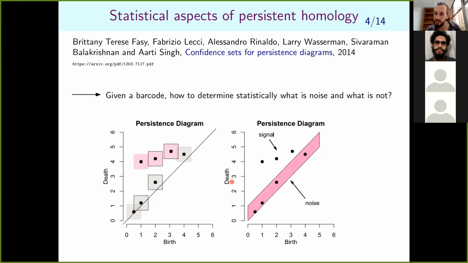And one test you can design is to estimate a band like that. And you will say that above this band, you have topological information, and under this band, you have topological noise, right? So here you would say, according to this statistical test, you have three homology features, right? Your homology group has dimension 3. So this is for statistics.